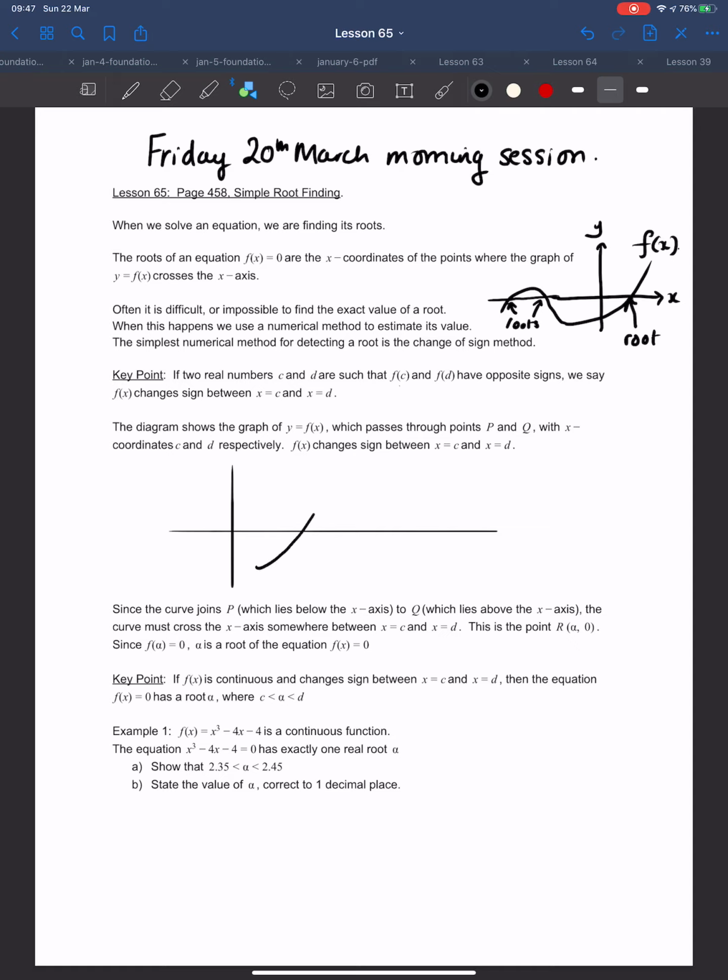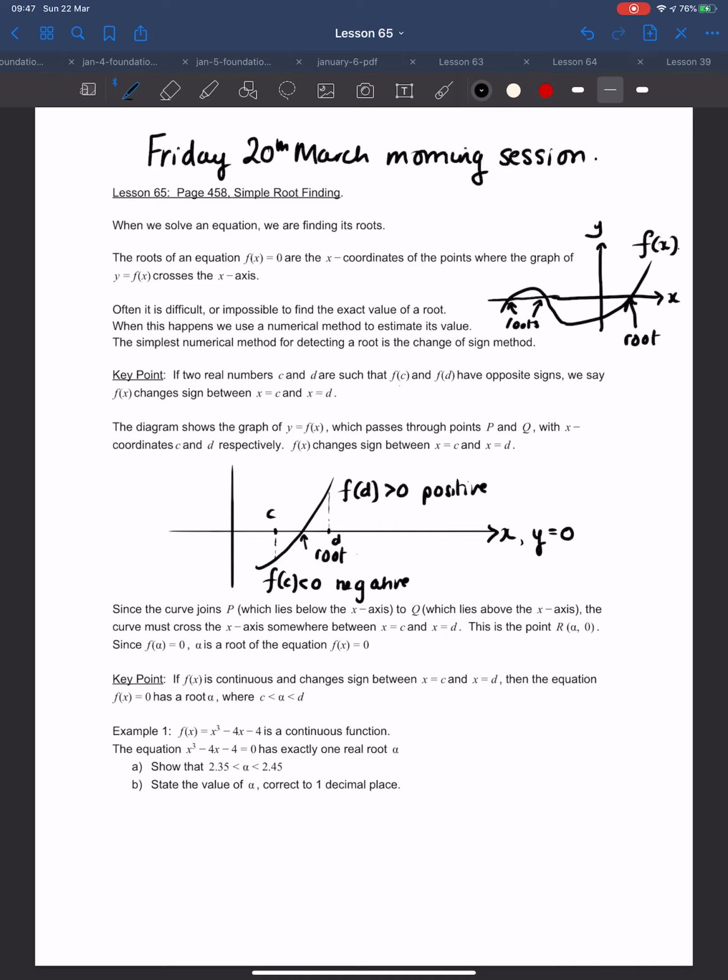I can draw you a graph here. There's the root. It's a bit like what we've done already. If that's C and that's D, then f of C is negative, and f of D is positive, because it's above the axis, below the axis. Along there, if you remember, on the x-axis, y is 0. So above it, f is positive, below it, f is negative.